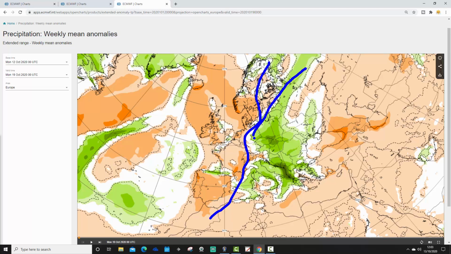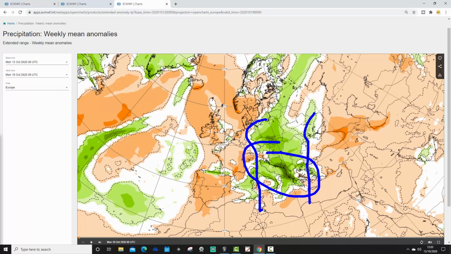Conversely, though, these central and eastern parts of Europe do look wetter than average. So anywhere from like the east of Germany over towards the Black Sea, we're coming out wetter than average through there. Particularly wet through like Italy, the Adriatic, and down over into the Balkans. So very wet through those areas.